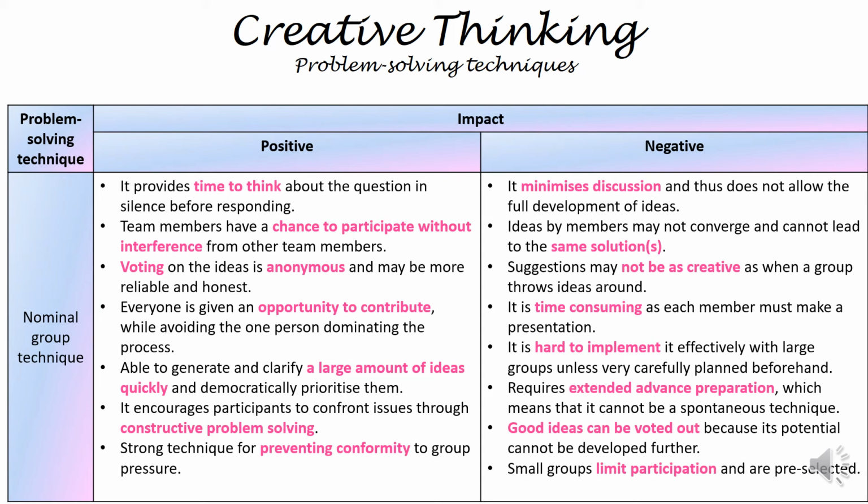All right. Then good ideas can also be voted out because there was no discussion. People might not understand some ideas, and some of those ideas might be good ideas, and now people give it a low score because they don't really understand that idea, and then a good idea is voted out and it's never even thought of again.